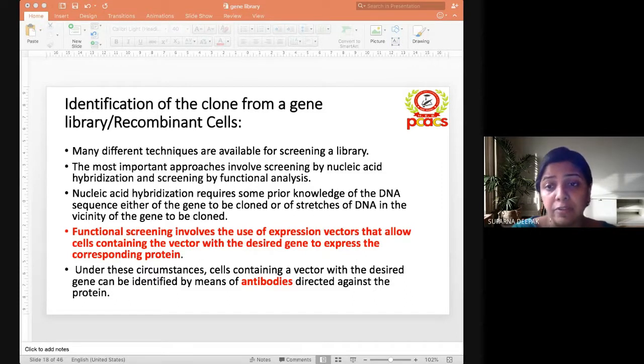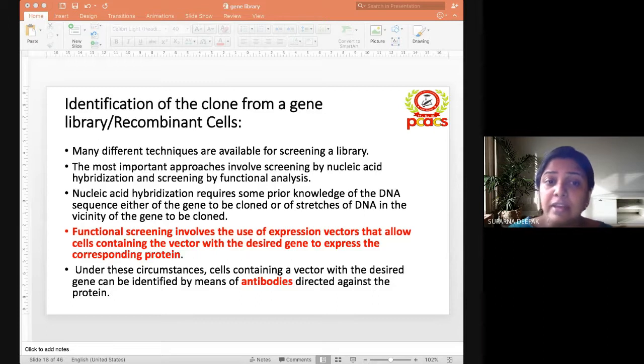Similarly, you have another way, the blue-white screening method, where the lacZ gene is being used. Those are your direct methods, which are definitely preferred, but sometimes we are not able to use those methods. So we have to go for the indirect method.